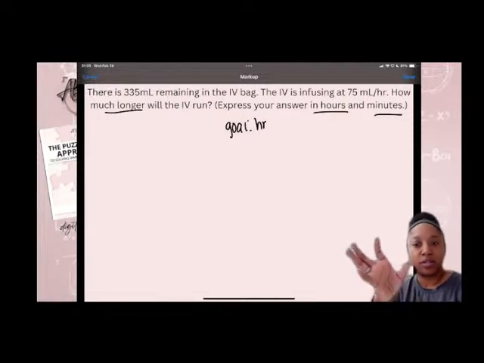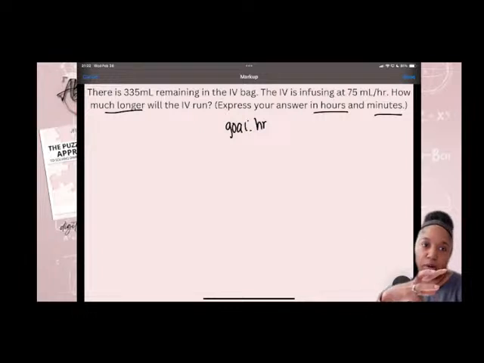The whole number is going to be the amount of hours. The decimal is going to be the minute part. And you figure out the minutes by multiplying the numbers behind the decimal by 60, because there's 60 minutes in an hour. And that's it. Okay?